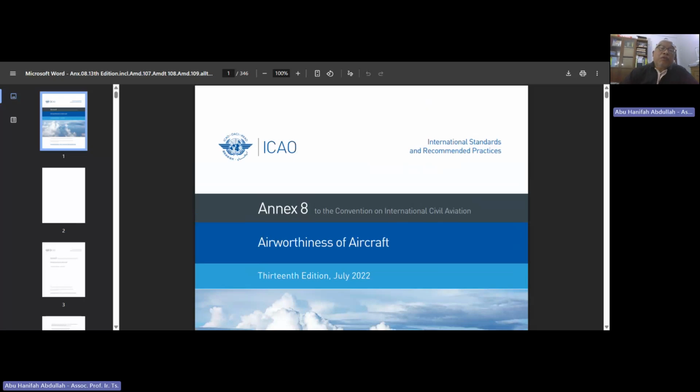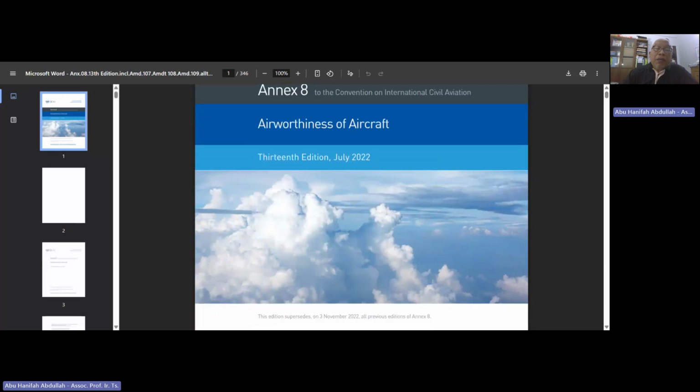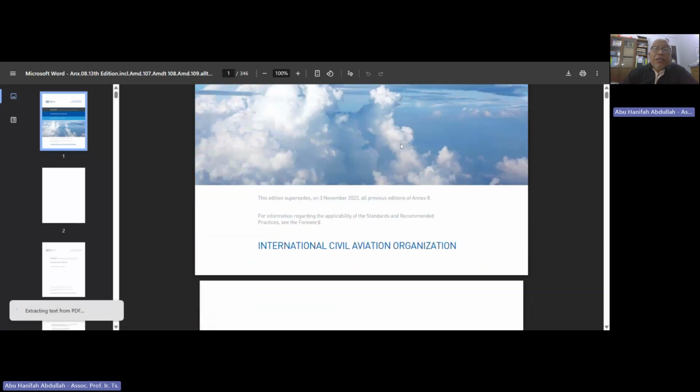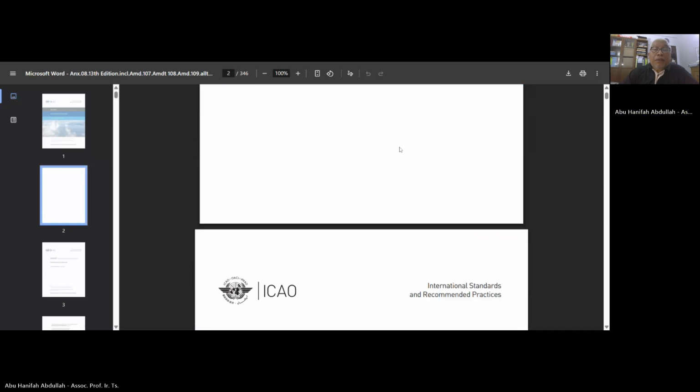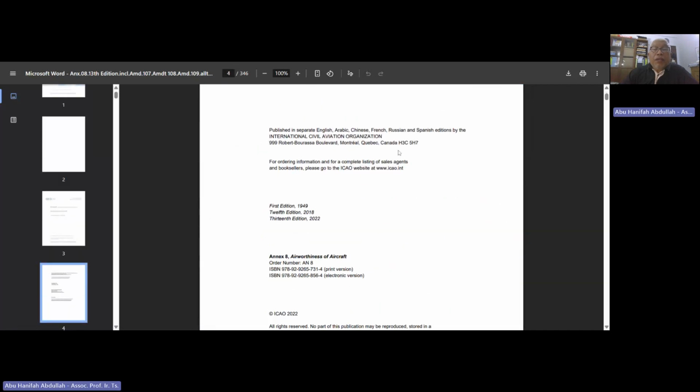So I will not want to go into detail. We'll talk about it later. But let's look at what is Annex 8. What does Annex 8 have? Look at the contents here.